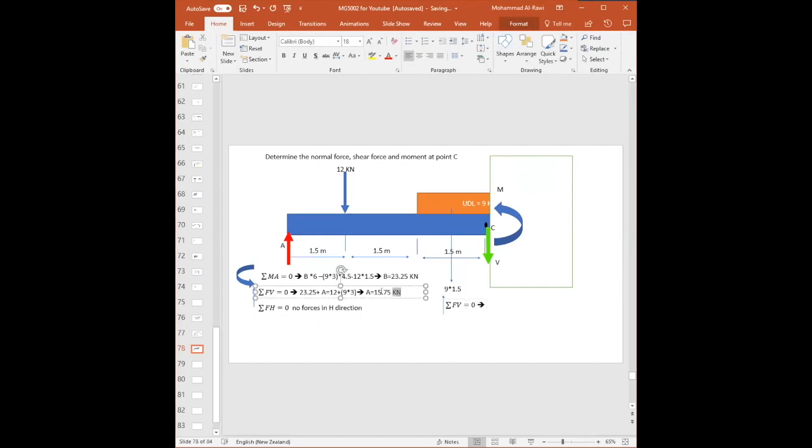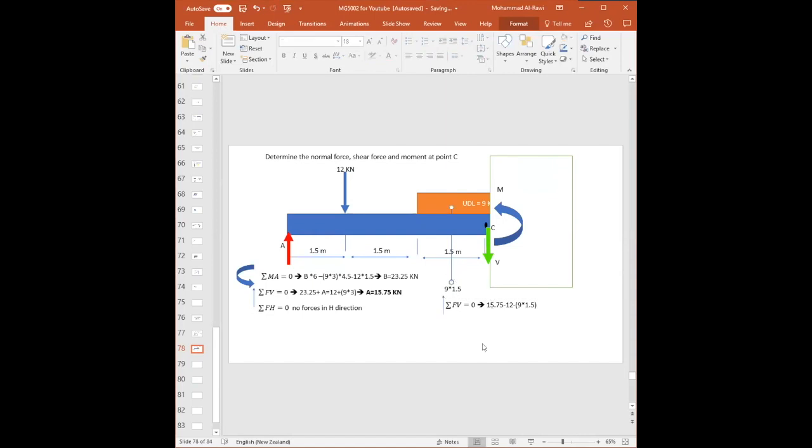Yes, we do. The support reaction at A we found is equal to 15.75. I'm just highlighting it. Is it going upwards? Yes, therefore it's positive. Minus what? I have the 12 kilonewtons going downwards. That's why I put minus. Minus what again? I have the UDL, which is 9 times 1.5. And why is it negative? Because the arrow is going downwards.